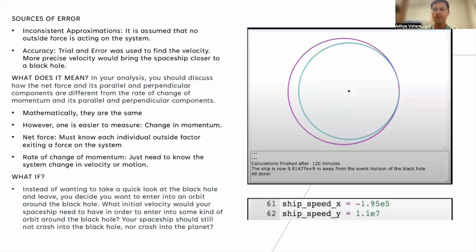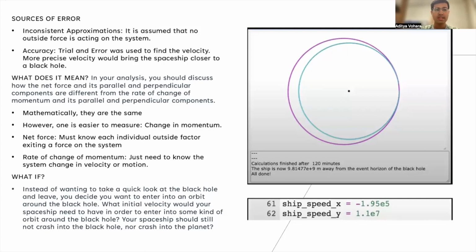Now, let us look at a few of the sources of error. Sources of error could include inconsistent approximation or inaccuracy. As we used a trial and error method, we could still have found a closer velocity, which would give us a more accurate prediction. What does that mean?